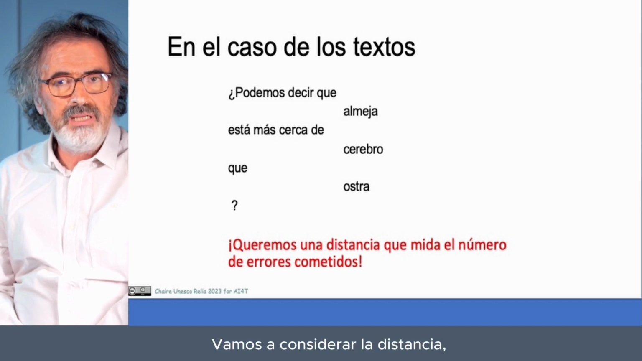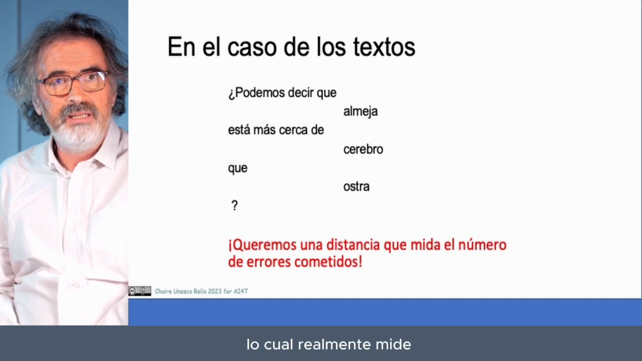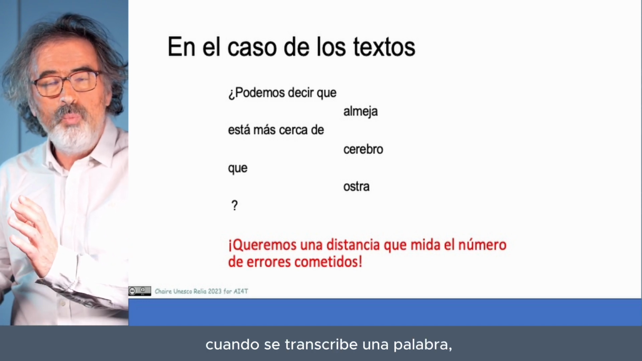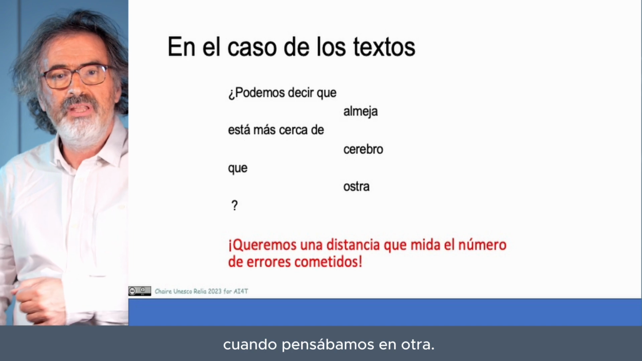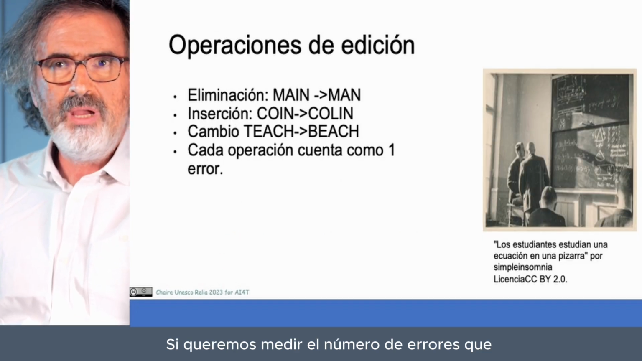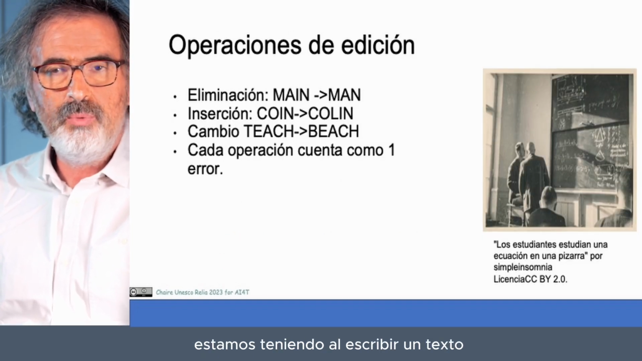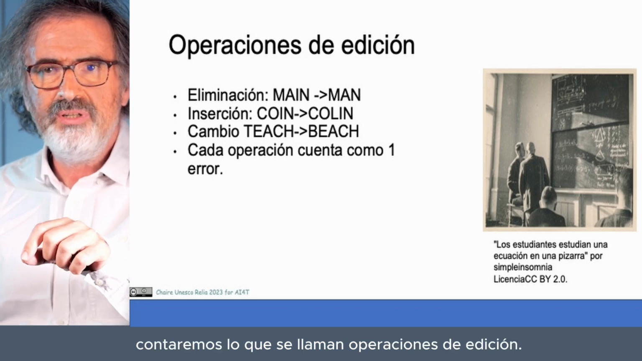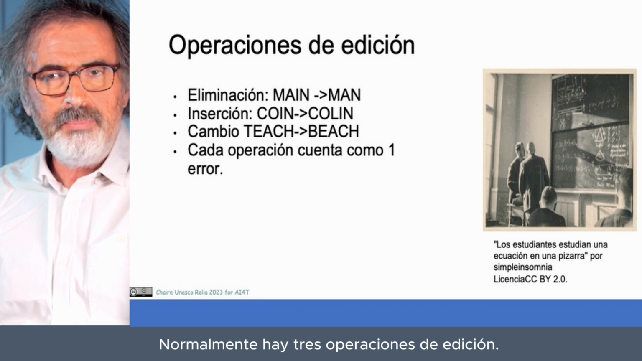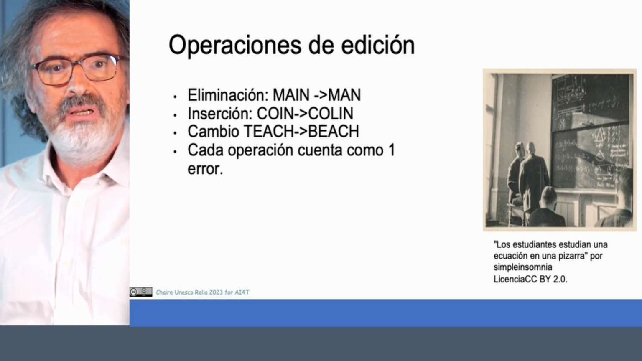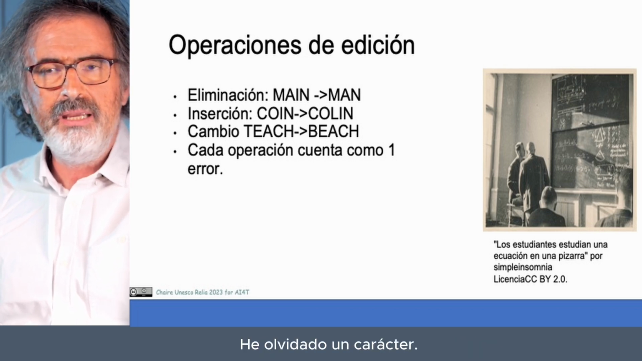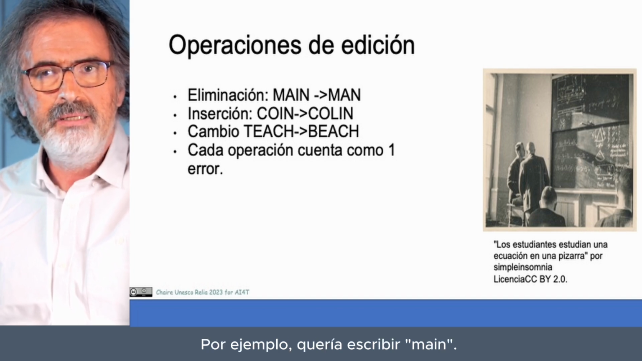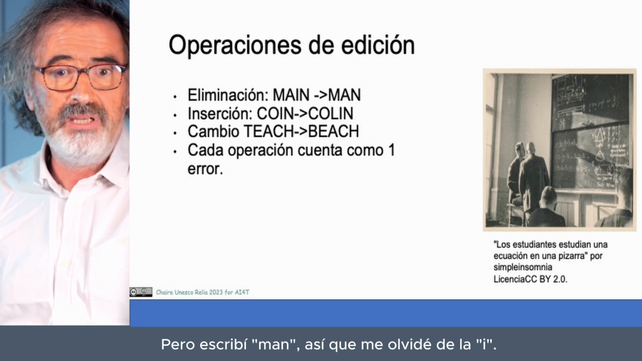So we are going to think about a distance which is actually measuring the number of errors we are making when transcribing one word when we were thinking of another one. If we want to measure the number of errors we are making when writing one text instead of another, we will count what are called edit operations. There are typically 3 edit operations. The first one is deletion. I have forgotten a character. For example, I wanted to write main, but I have written man, so I forgot the I.